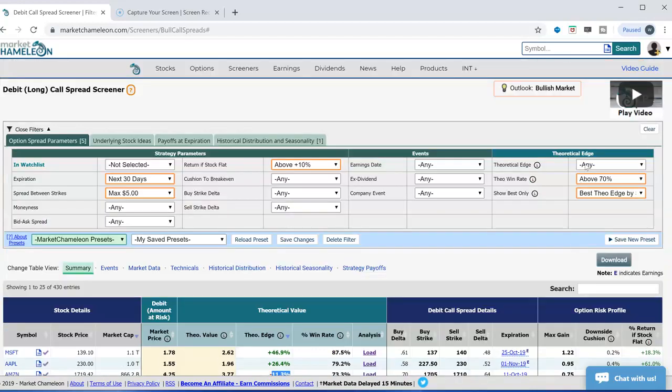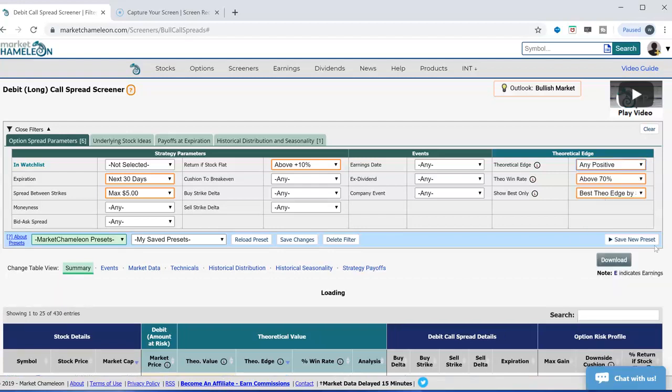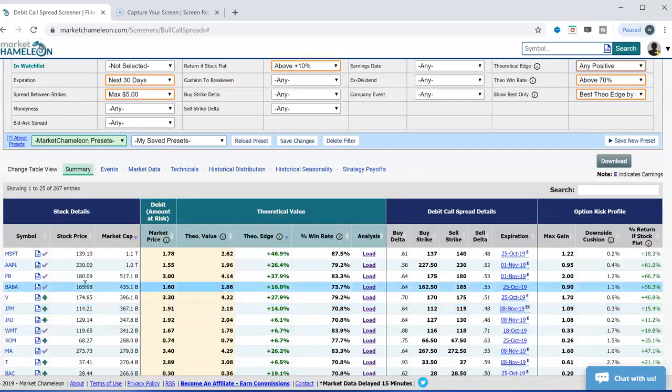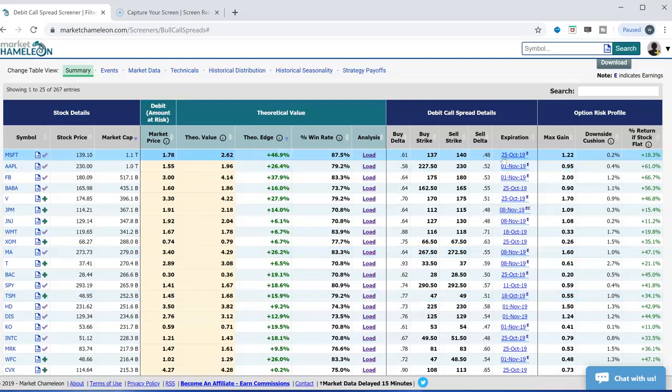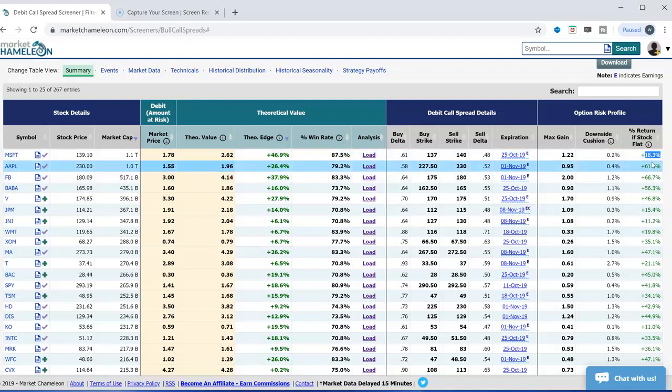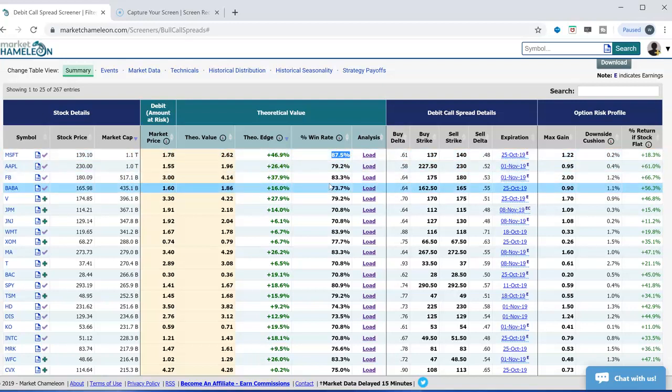So I'm going to filter those out, and I'm going to say I need any positive. I want it to be positive. If it's a negative, I don't want it in my list. So now, as you see, it took it out of my list. So now I got Microsoft, the October 137, 140 call spread. Got 18% return if the stock's flat, 46% edge with an 87.5% historical win rate.